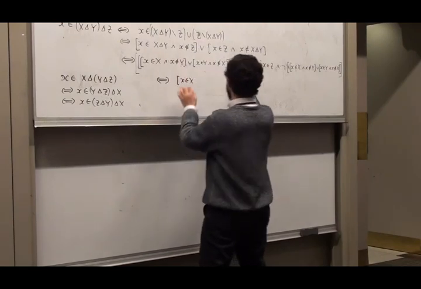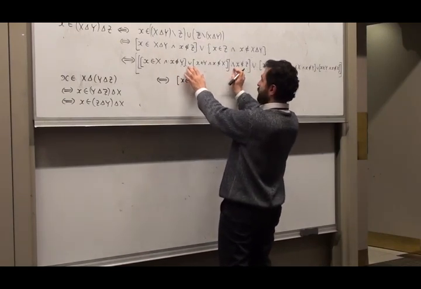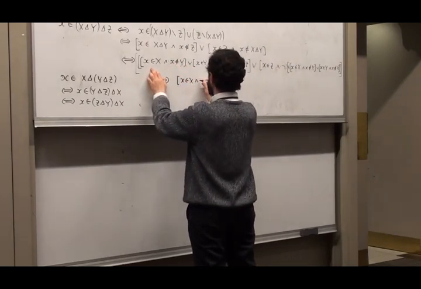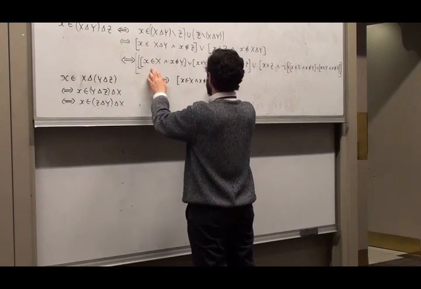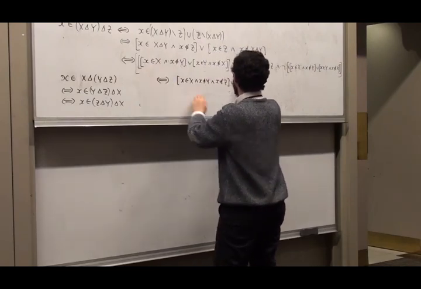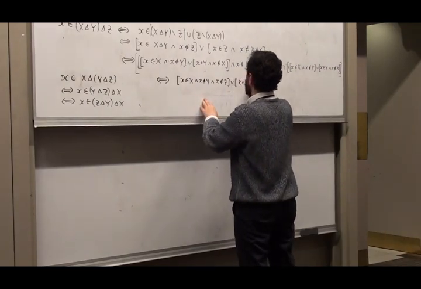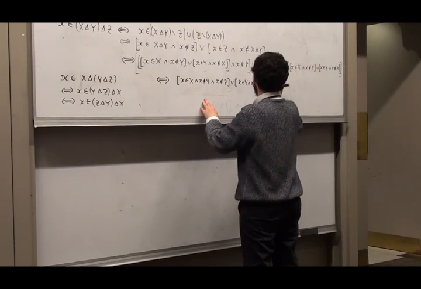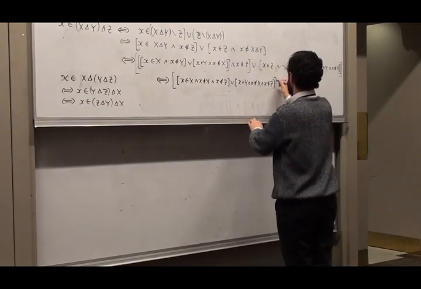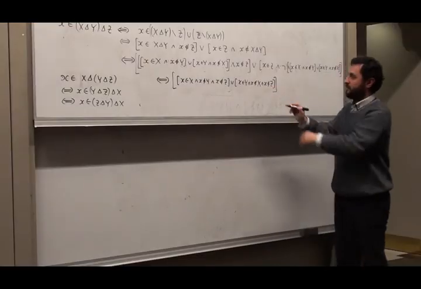So I'm going to use this distributivity here with and or. So I'm going to move this inside the or. So then I'm going to have this and x is not in y, and x is not in z, or x is in y, and x is not in x, and x is not in z. So that's this part up to this point.